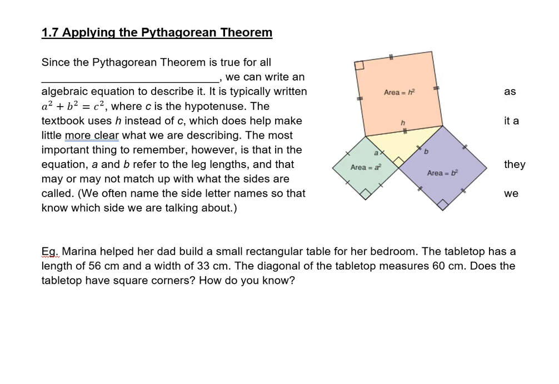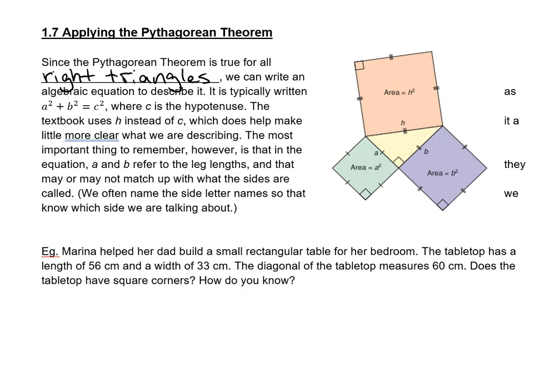Okay, now let's look at how we can apply the Pythagorean theorem. Where can we actually use this? Since the Pythagorean theorem is true for all right triangles, and they have to be right triangles, we just saw that, we can write an algebraic equation to describe it.